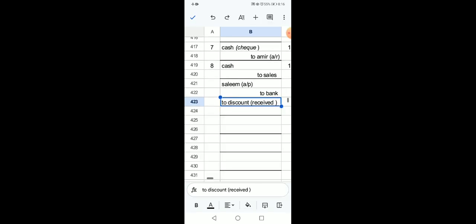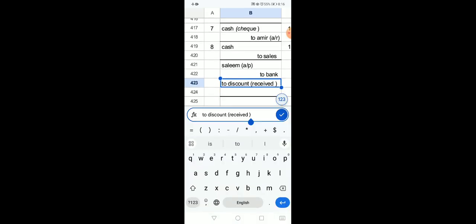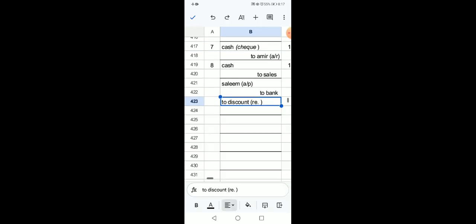थोड़ी सी लंबी हो जाएगी बात, तो आप समझ लीजिए ये डिस्काउंट रिसीव्ड है, एक इनकम साइड पे लिखा हुआ है. इसको हम थोड़ा सा शॉर्ट कर देते हैं ताकि जगह हमें प्रॉपर मिल रही हो. डिस्काउंट रिसीव्ड हो गया. These are 3 things which are involved in this entry. अब हम इनकी अमाउंट लिखते हैं.